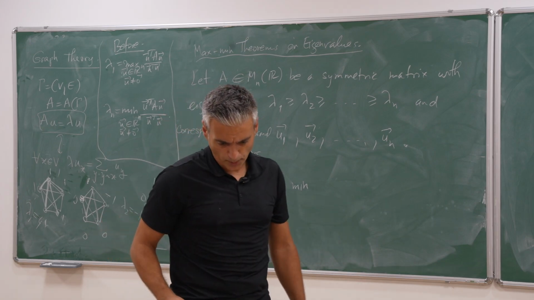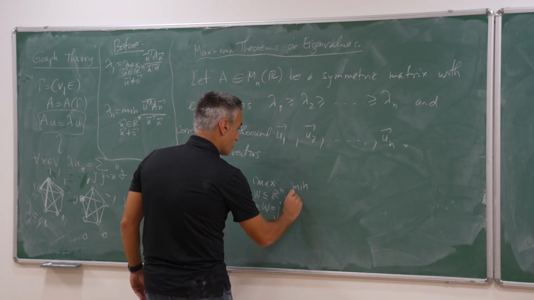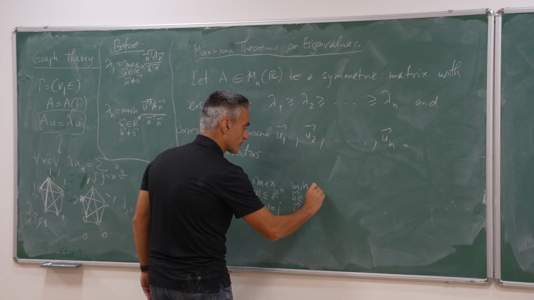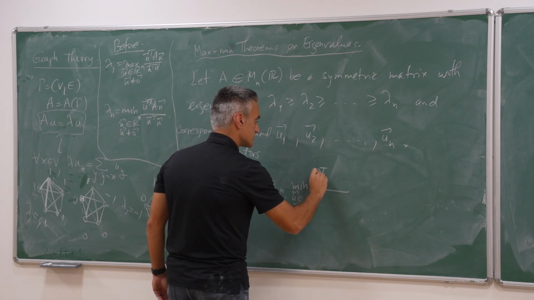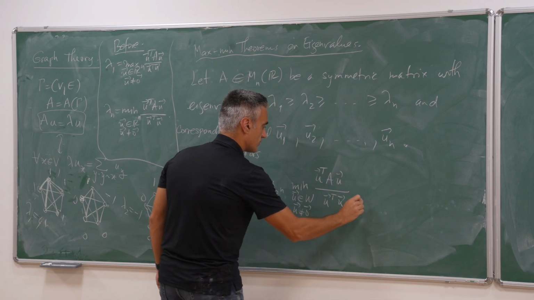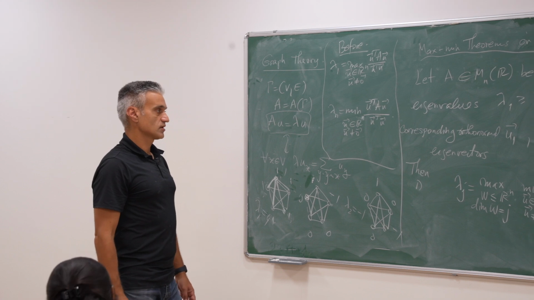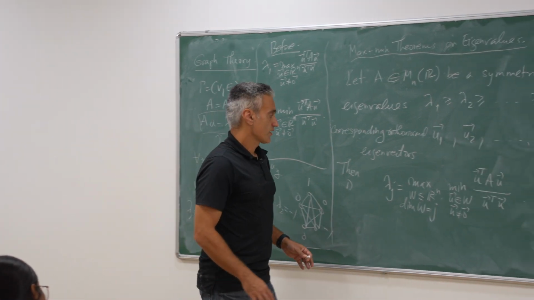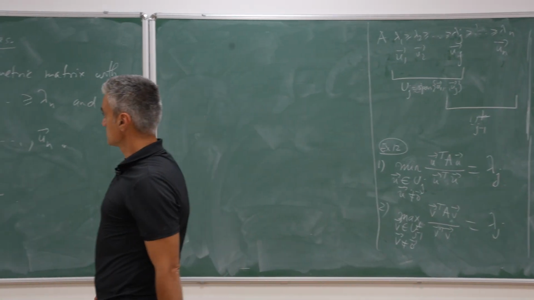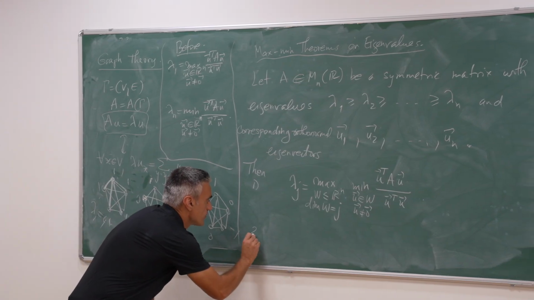Let's see if I get it right. Minimum over u contained in W, u non-zero, of u transpose Au. Okay, so that's one part. And I don't know if I'll fit the second part under it. So, let's try 2.